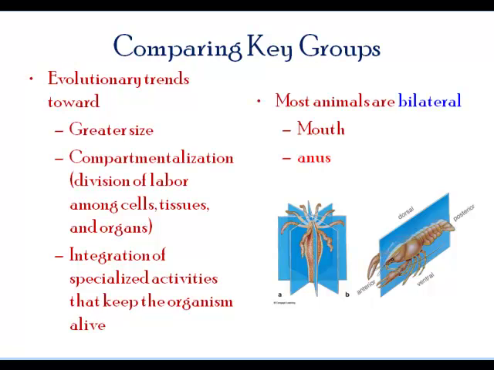So before we go into it, let's just look at the evolutionary trend. In an evolutionary trend, we will find that the organisms start getting larger and greater in size. We see a lot of compartmentalization, which means that certain groups of cells are masters in one kind of function, and they're grouped into tissues and then organs.